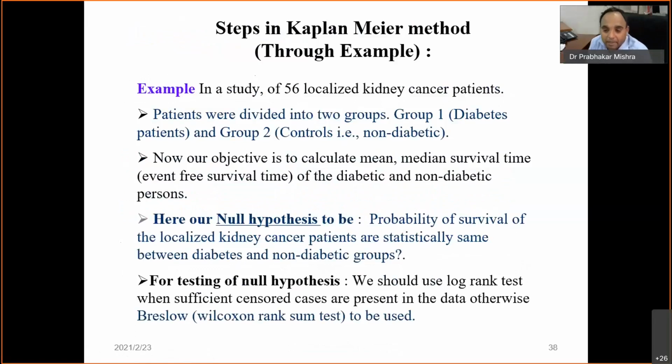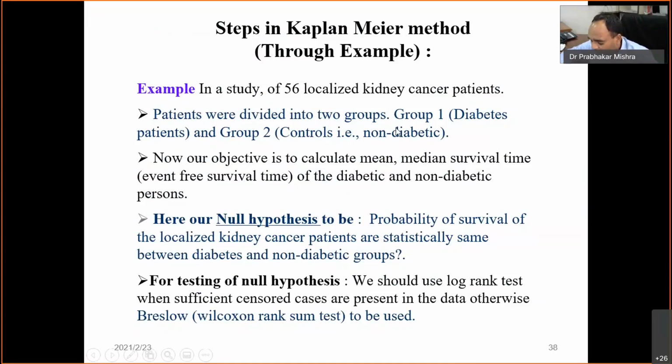Steps in the Kaplan-Meier method. When we are going to apply the Kaplan-Meier method, there are various steps. We can follow these steps to ultimately use the Kaplan-Meier method. I have taken an example. Suppose in an example of 56 localized kidney cancer patients, the patients were divided into two groups.